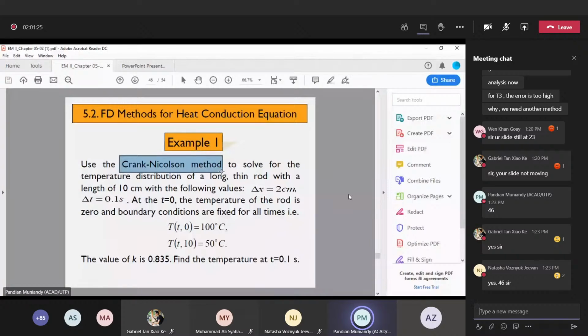But the boundary conditions are fixed at all times. Fixed at all time means the temperature at x equals 0, this is x, at the distance 0, at any time, temperature is 100 degrees Celsius. This is the temperature at x 0. At x equals 10 cm, I'm using the snapshot, temperature is 50 degrees Celsius.